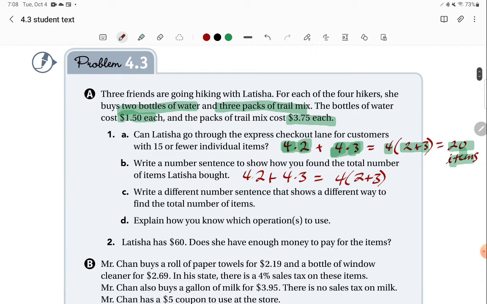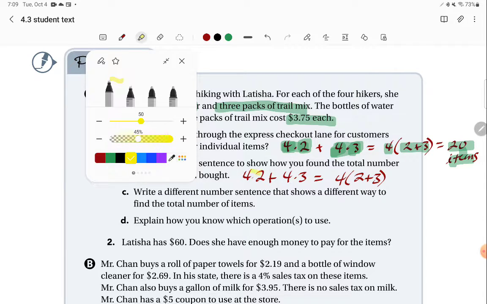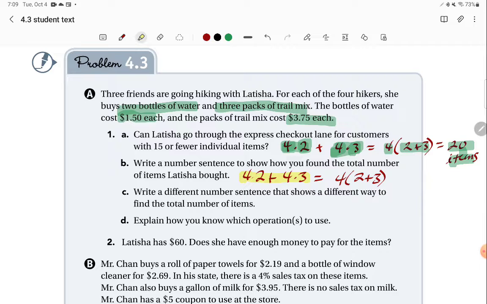And then C, write a different number sentence that shows a different way. And again, I have it all right up here. There are 2 different ways. So here's a number sentence that shows one way, and here's a number sentence that shows another way. So in part C, you're just showing 2 different ways if you didn't do that in part B, since this says just write a number sentence.